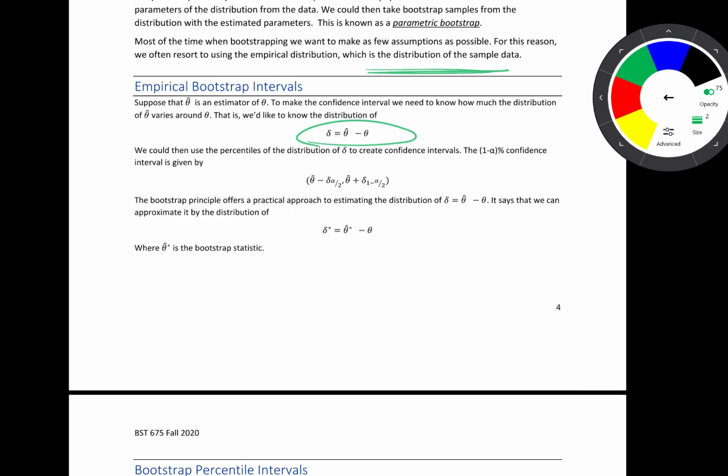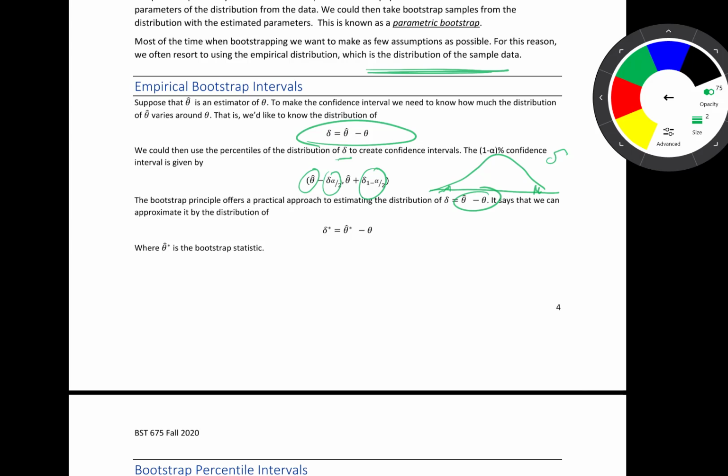So we could use percentiles of the distribution of delta to create confidence intervals. So what we would do is we would look at our estimate minus the lower quantile for delta, plus the upper quantile for delta. So in other words, if I looked at the distribution of delta, we would have one endpoint here and one endpoint here. So the Bootstrap Principle offers a practical approach to estimating the distribution of that difference, which is what we're interested in.